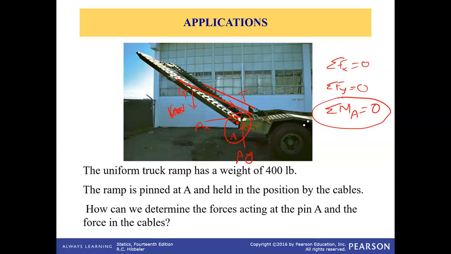Using the sum of moments about A, we can consider the moment because of the weight about A and the moment of tension about A, and that will give us the value of T. Once we get the value of T, we can apply sum of forces in x equal to 0 to solve for Ax, and then sum of forces in y equal to 0 will help us solve for Ay. We will look at one example using these three equations of equilibrium.